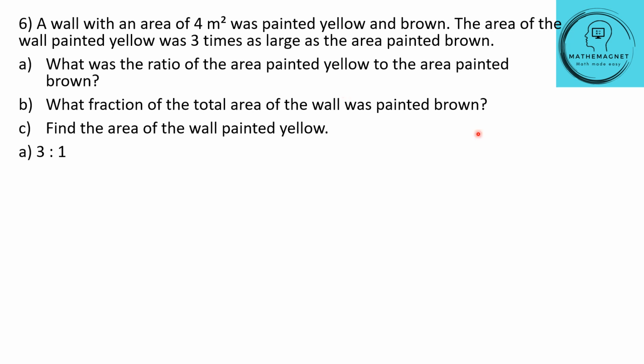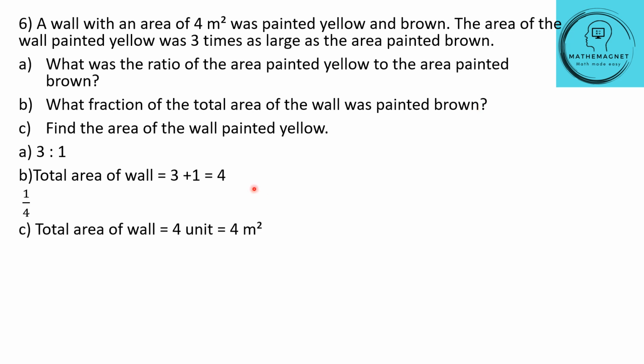Now question B. What fraction of the total area of the wall was painted brown? So we know the total area of the wall is 3 plus 1, that is yellow plus brown, which is 4 units. And we know brown is only 1 unit. So it will be 1 by 4 because they have asked for a fraction. What fraction of the total area of the wall was painted brown? So it will be 1 by 4.